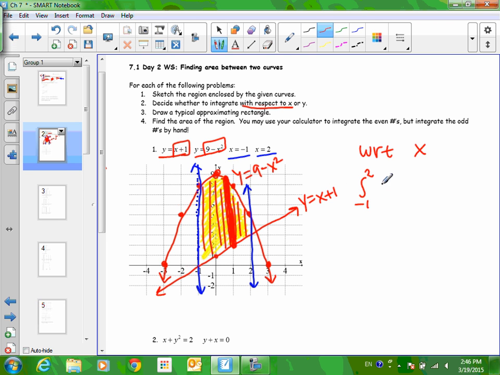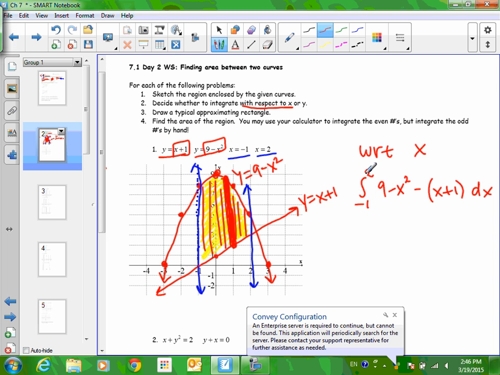So in general, the top curve, don't put the y equals here. Just put the 9 minus x squared. The top curve minus the bottom curve. Notice I'm going to use parentheses because I'm writing something more than just a single item after the minus. So no y equals. Notice that everything along here is in terms of x. x equals -1 to x equals 2, 9 minus x squared minus x plus 1 dx.